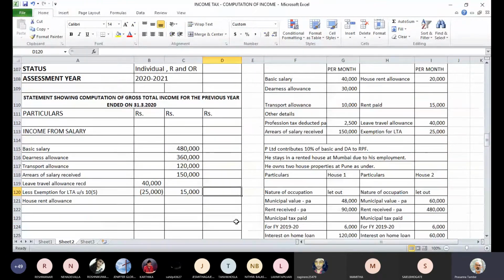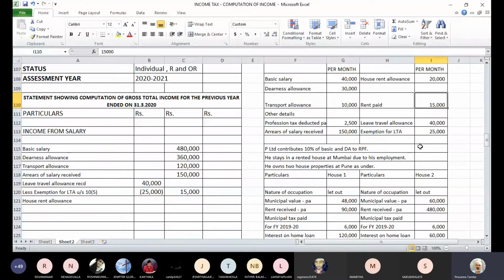Taxable component is only 15,000. Now his house rent allowance is 20,000 rupees per month. He stays in a rented property because there is a payment of rent of 15,000 rupees per month. He is staying in Mumbai in a rented house due to his employment. So he fulfills the conditions laid down for exemption of house rent allowance under section 10(13A). Section 10(13A) prescribes the exemption for house rent allowance.